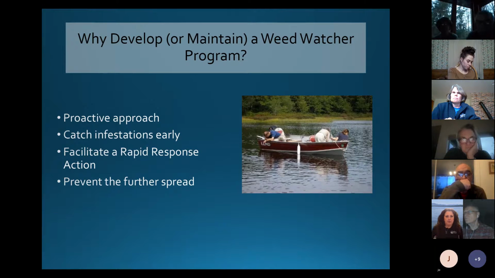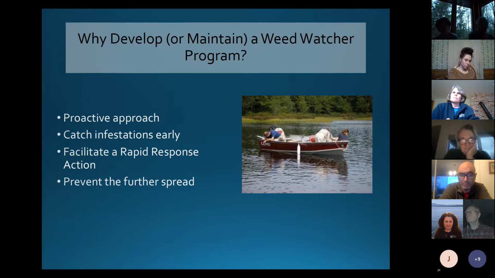So a few methods on weed watching. It's a really proactive approach. I know a lot of you have had programs on your various water bodies on and off, and some of you have been really regular with it. But the goal is to catch infestations early. I've had weed watchers find plants as single stems in their water body, which is pretty impressive. And it allows us to have a rapid response to those infestations and prevent further spread.